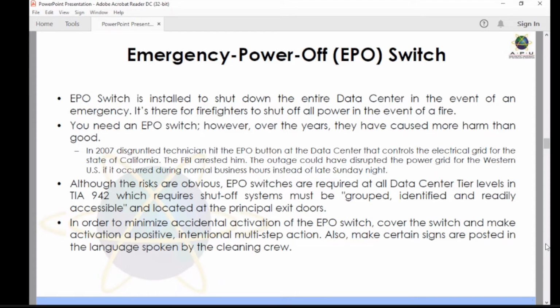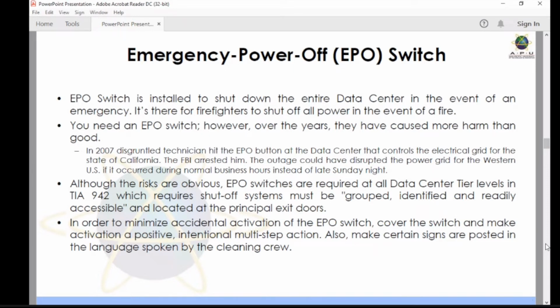The outage could have disrupted the power grid of the Western US if it occurred during normal business hours instead of late Sunday night. What he did was on Sunday night. Because of that, the full state went power down. But it happened during a busy hour, so it could have affected the business hours and maybe caused a loss of millions of dollars.